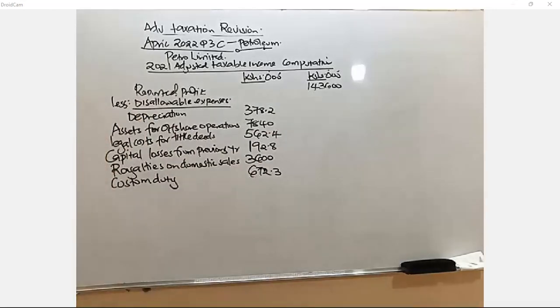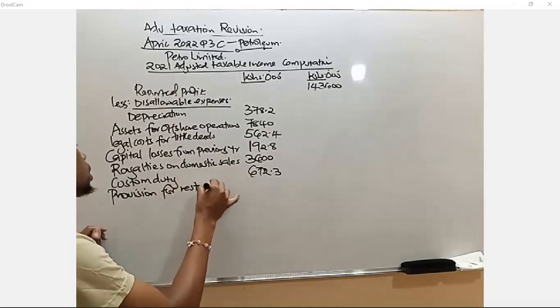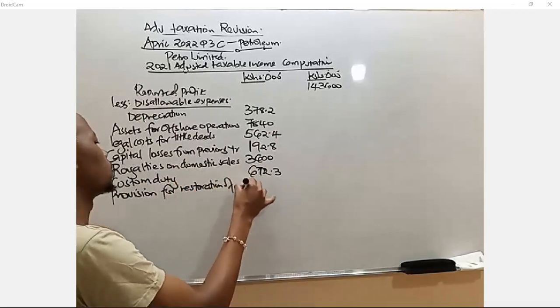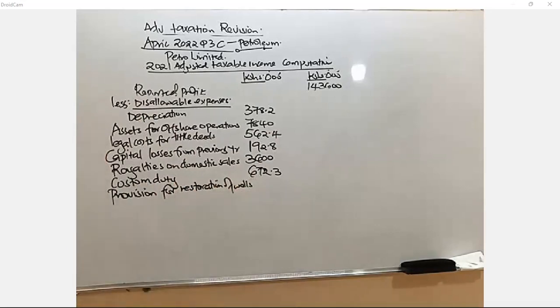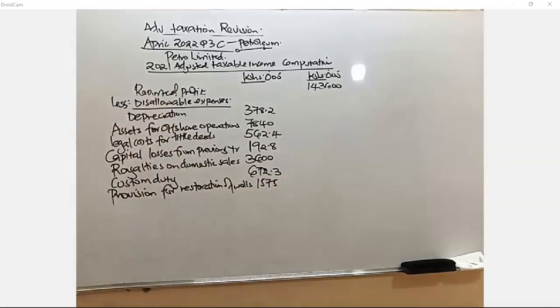We have the purchase of assets for offshore operations. We have already captured it. But we have the provision. We say only one provision is allowable. So we have the provision for restoration of wells. The provision for the restoration of wells amounted to 1575. Okay, then we have petroleum investment allowance of 9.2 million, which is an allowable expense. You don't have any problem with it.